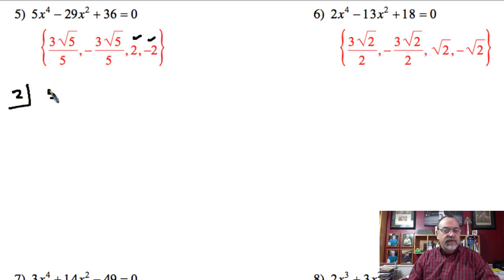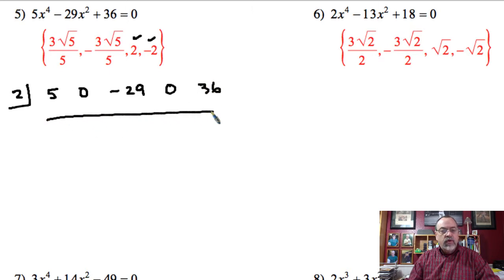So I have a coefficient of 5x to the fourth, 0x cubed, negative 29x squared, 0x, and 36. And so we'll go ahead and divide by the positive 2. So 2 times 5 is 10, and then I add. And then I multiply, and then I add, and then I multiply, and then I add, and then I multiply, and then I add. So I have a remainder of 0, and that works. I just see something that may look like it's not 0. I was looking ahead. This should be negative 18.